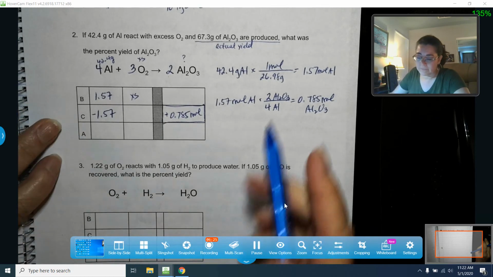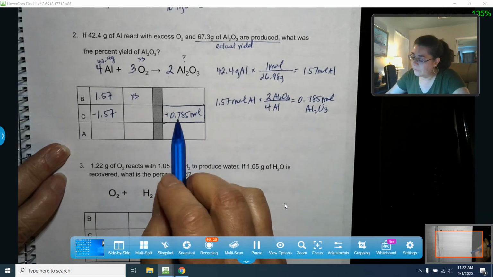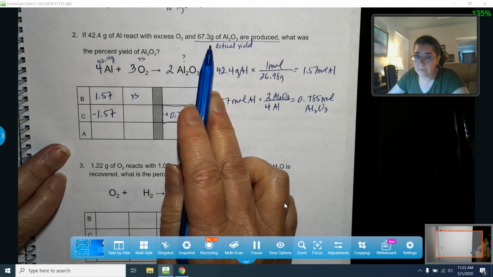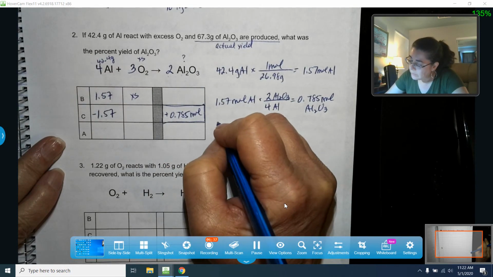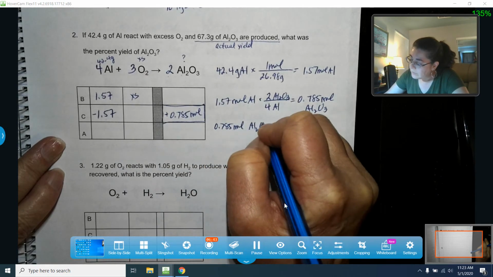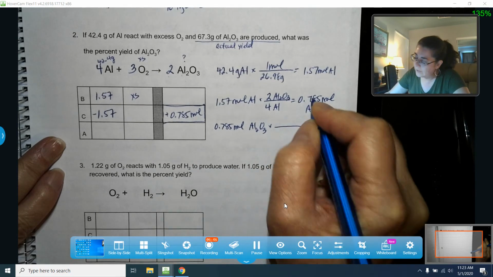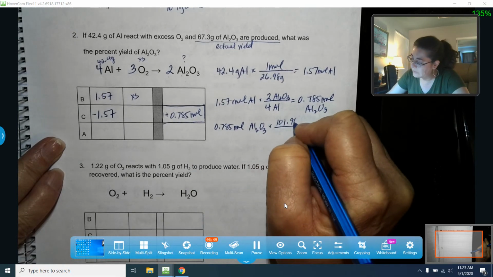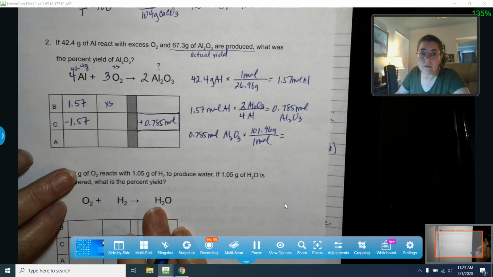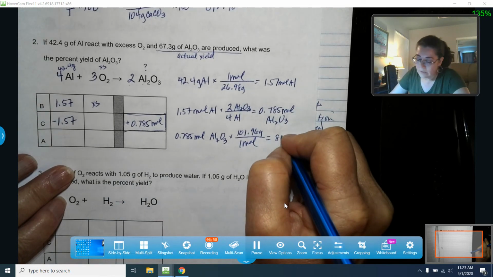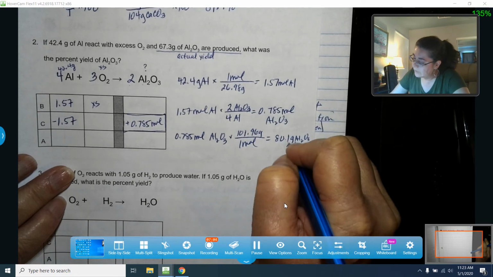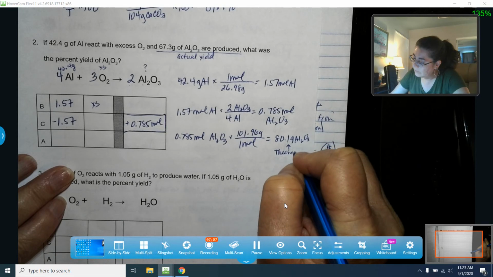Now the next step is we need to find how many grams, because we're going to compare the number of grams of this stuff on paper to this number of grams. So we've got to do a conversion. 0.785 moles of aluminum oxide, and we're going to use the molar mass, which is 101.96 grams per mole, and we get 80.1 grams of aluminum oxide. So this right here is my theoretical yield.